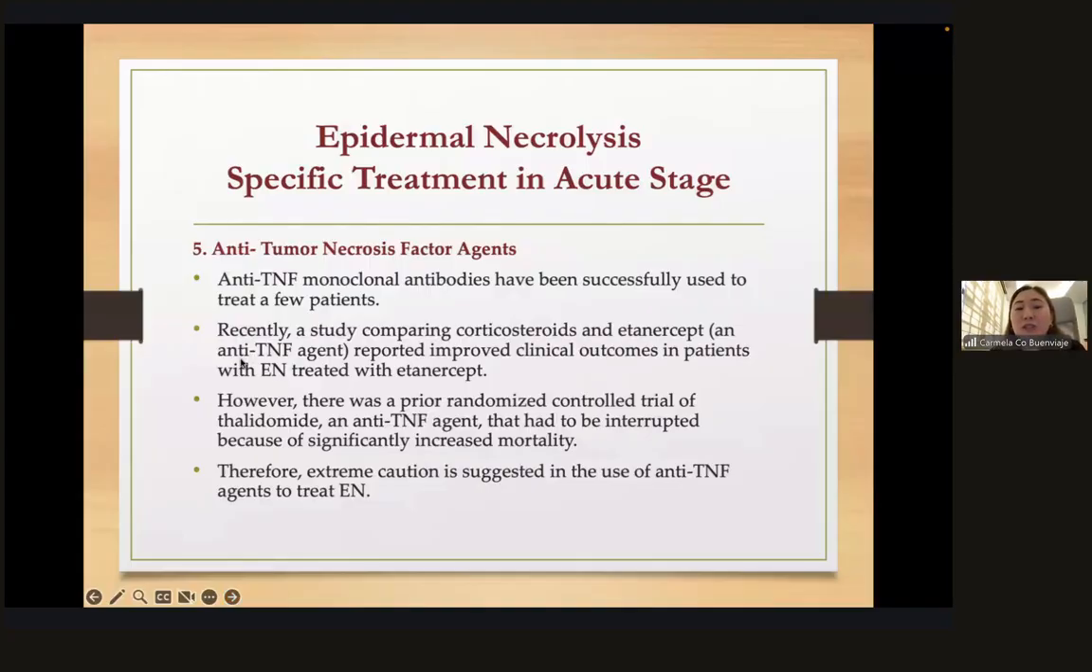So next would be anti-tumor necrosis factor agents. So anti-TNF monoclonal antibodies have been successfully used to treat a few patients. Recently, a study comparing corticosteroids and etanercept, an anti-TNF agent, reported improved clinical outcomes in patients with EN treated with etanercept. However, there was a prior randomized controlled trial of thalidomide, also an anti-TNF agent, that had to be interrupted because of the significantly increased mortality. Therefore, the conclusion would be extreme caution is suggested in the use of these anti-TNF agents to treat epidermal necrolysis.